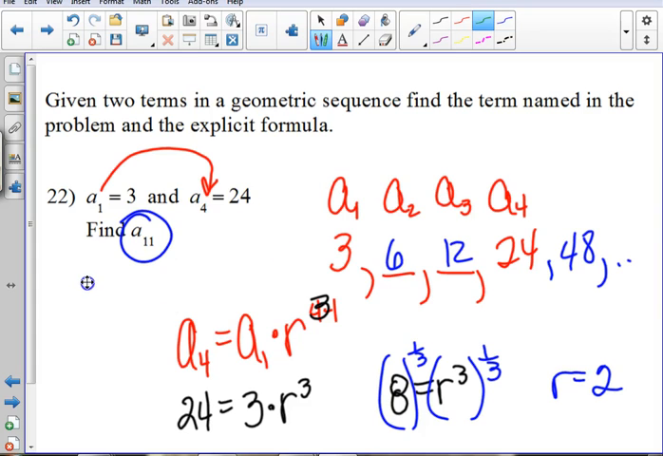I want to write a formula. Can someone help me? How do I find the 11th term? The first term times 2, 10 times. Good job, guys. 3072, anybody?